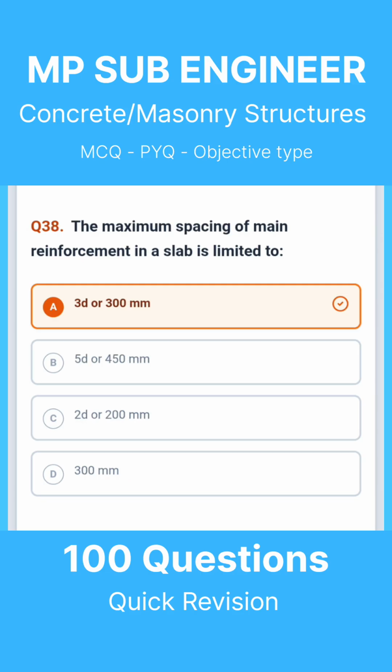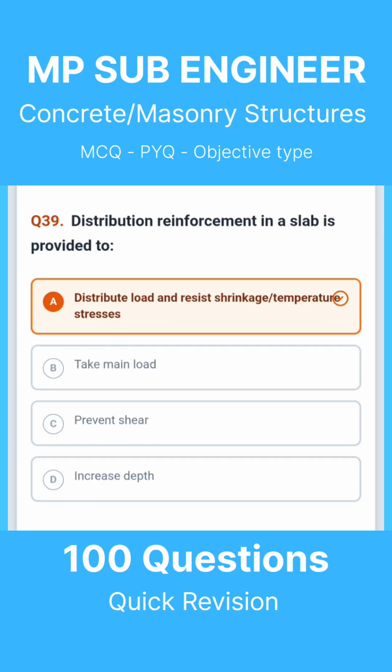Question 38. The maximum spacing of main reinforcement in a slab is limited to. The correct answer is 3D or 300 mm. Question 39. Distribution reinforcement in a slab is provided to. The correct answer is distribute load and resist shrinkage and temperature stresses.